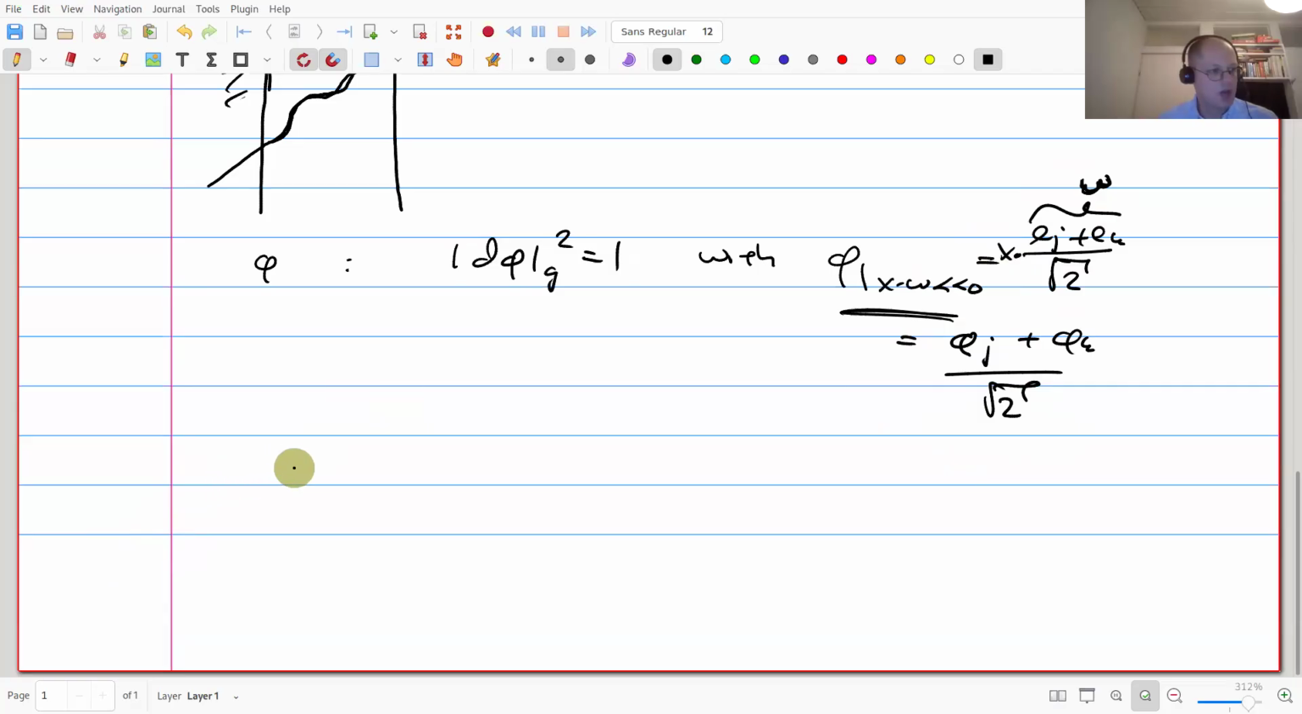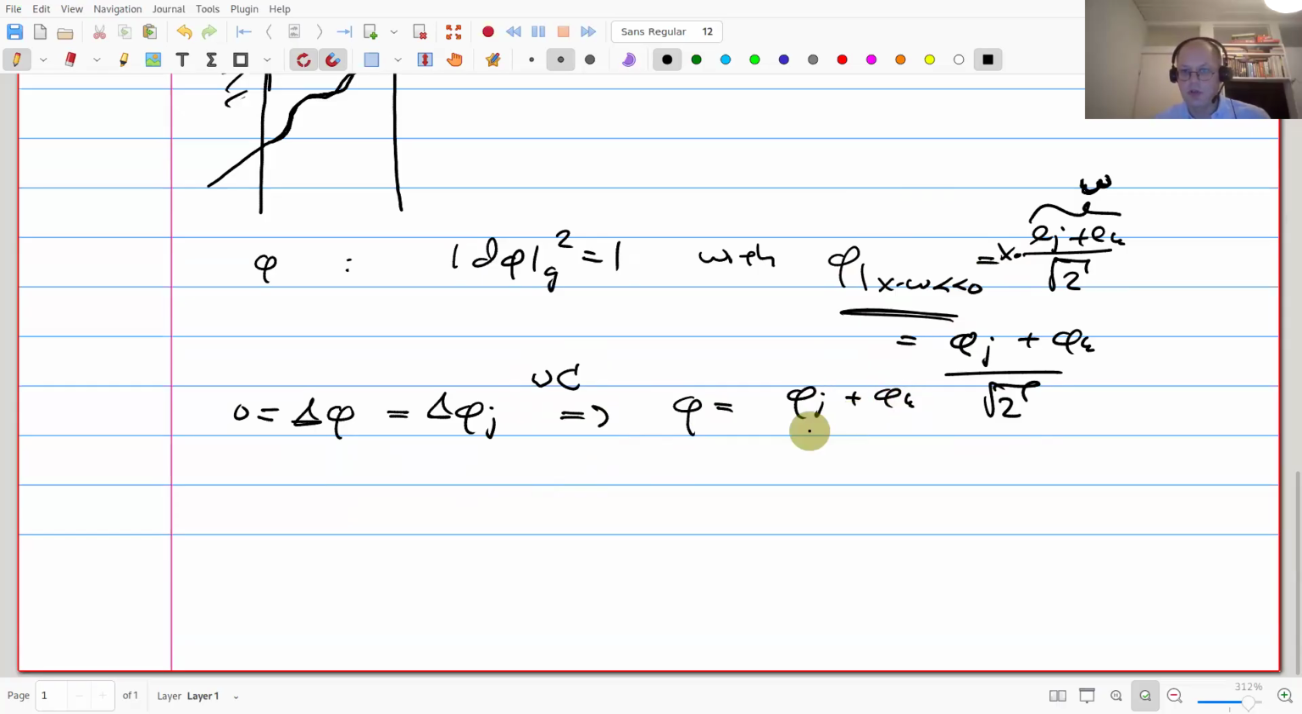Okay, but now all these functions here are harmonic. So this is harmonic, and so are these. And as this equation holds in some region, I can use unique continuation to conclude that this same relation holds everywhere. So this is unique continuation. So we get that phi is phi j plus phi k divided by square root of 2 everywhere. Okay.